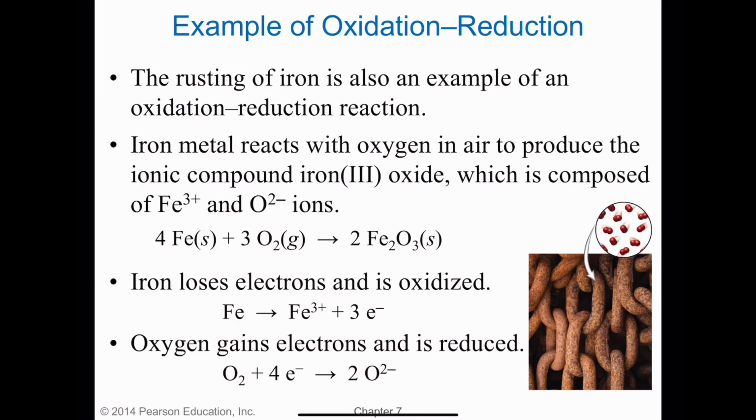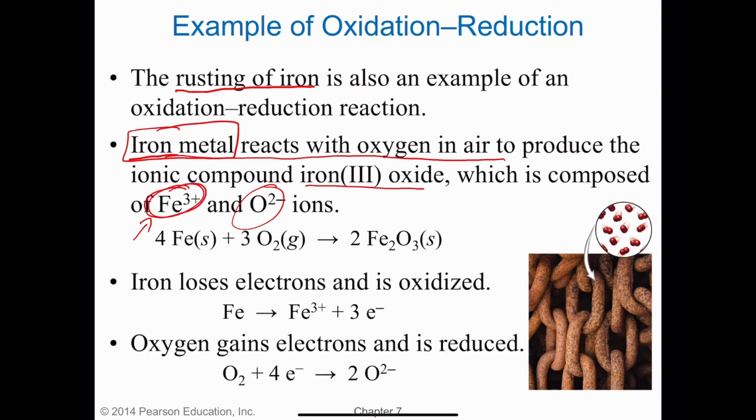Here's another example of oxidation reduction, a very common example. So basically the rusting of iron. Anytime you have just neutral iron, it can react with oxygen in the air to produce an iron oxide, which is composed of these ions. So iron metal, when we say iron metal, we're implying that it's neutral. So it's neutral atoms where we have the same number of electrons as protons in the iron nucleus, but then it turns into ions. So iron 3+ means that it must have lost 3 electrons. Where did those electrons go? It must have gone into the oxygen atoms.